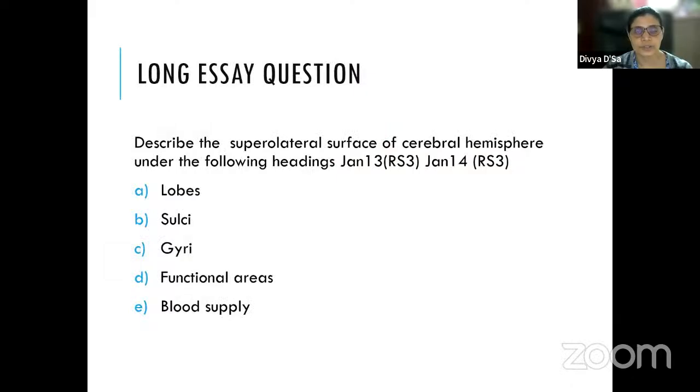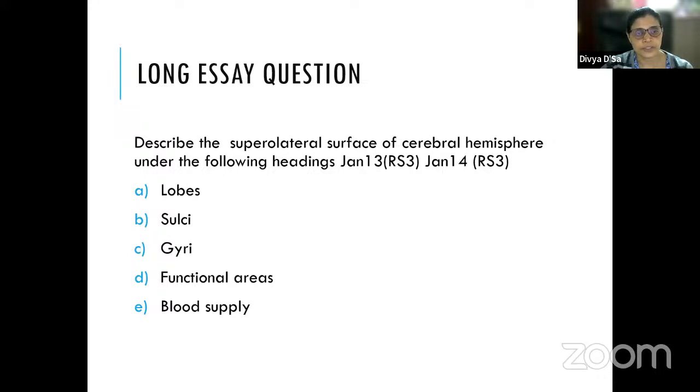So here these long essay questions and short essay questions. So we have given the code here, like it basically stands for the year and which syllabus, like the RS3 or RS4, and which year it is asked. So the commonly repeatedly asked questions we'll be dealing with during these exam mastery live classes.